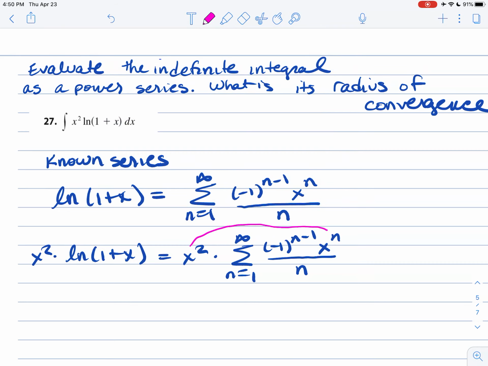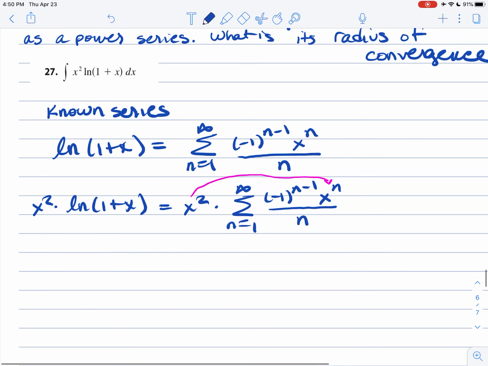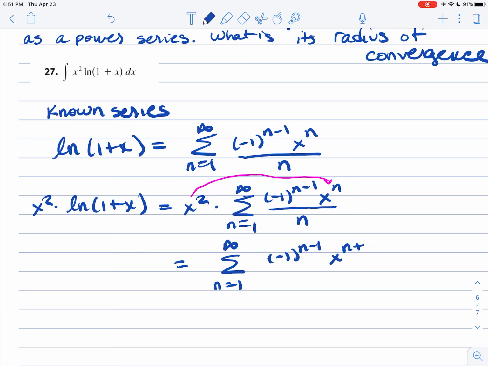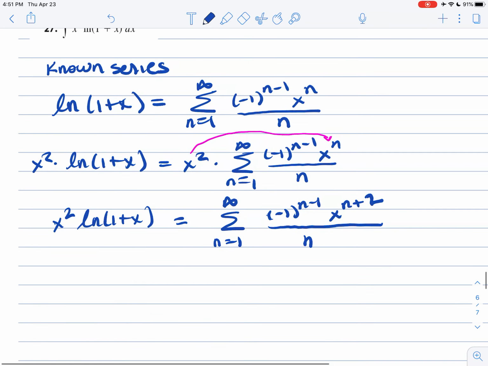Given that the operator is the infinite sum from n equals 1 to infinity, where n is the variable, we do want to just distribute this x squared in here and use our exponent rules and deduce that our function has a power series representation of minus 1 to the n minus 1 times x to the n plus 2 over n.